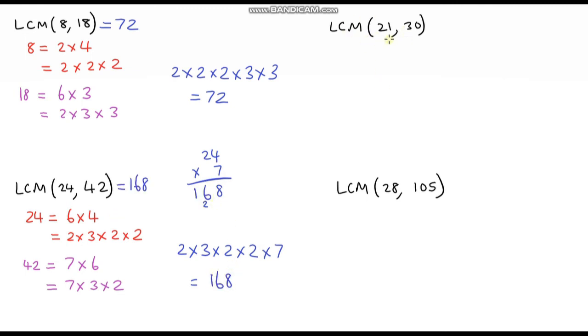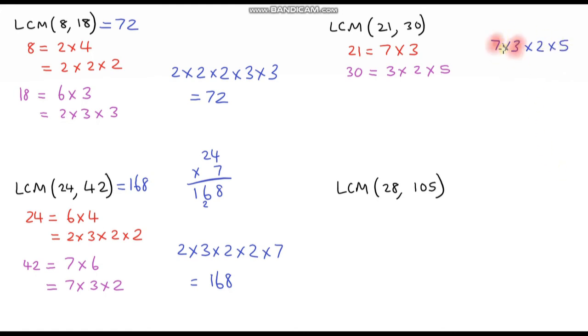Okay, so moving on to the next one, the lowest common multiple of 21 and 30. So to be a multiple of 21, it has to have a 7 times 3 in. And to be a multiple of 30, it has to have a 3 times 2 times 5 in. Well, we've already got the 3. Now we don't have any 2's in at the moment, so we need to multiply on a 2. And we also don't have any 5's, so we need to multiply on a 5 as well. So this is our lowest common multiple.